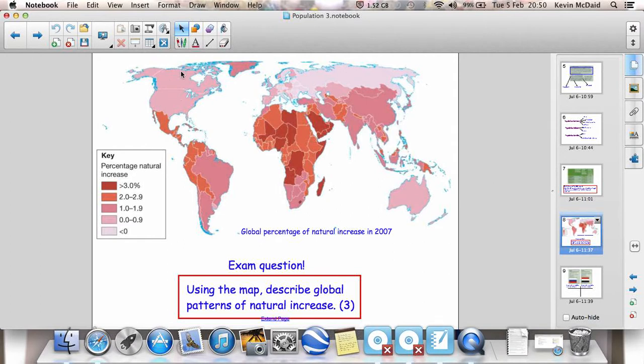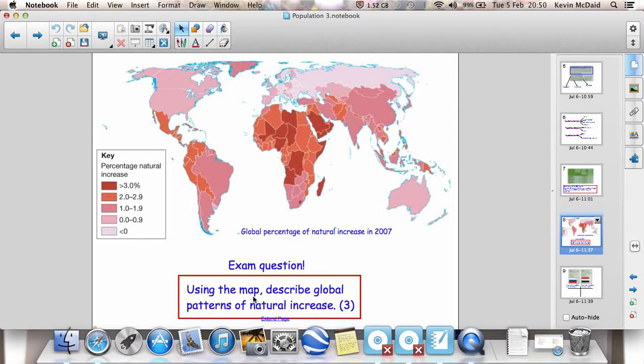North America, USA and Canada, Europe here, much lighter colours. If you look at the key, you're only looking at maybe a 1% natural increase. If we go over here to Russia though, really light pink. Either no increase whatsoever or moving into negative numbers. So it's very possible that in an exam you might get a graphic like this and you would get an exam question like this, using the map, describe global patterns of natural increase.